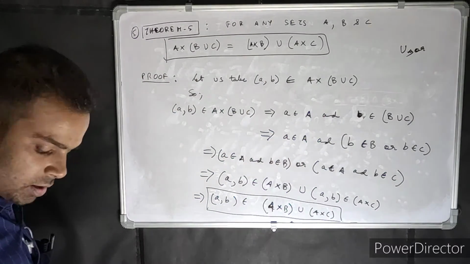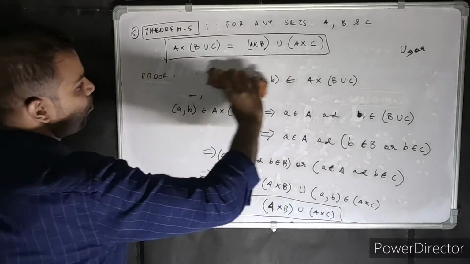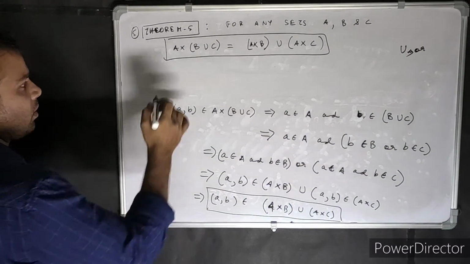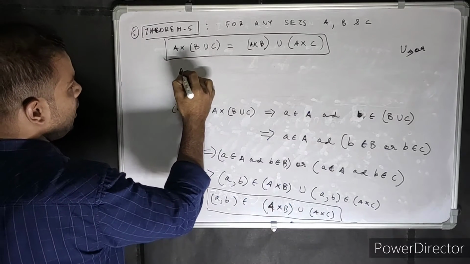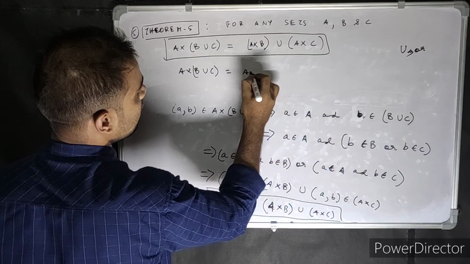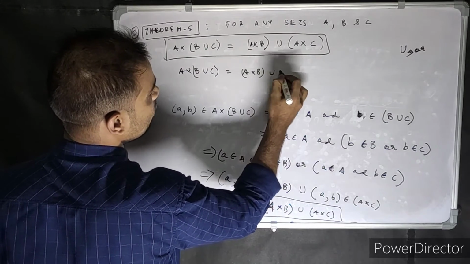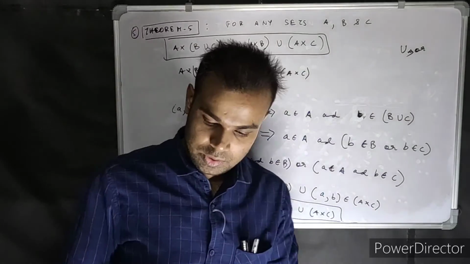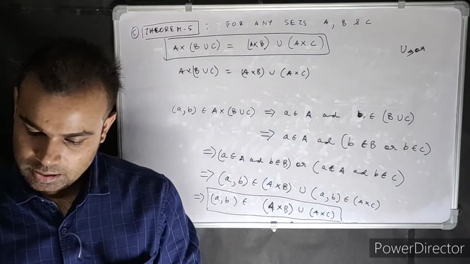So now what can you write? You just write it on top: A cross (B union C) is equal to A cross B union A cross C. So that's theorem number 5, and we are done with it. Okay, so let me just tick it off.